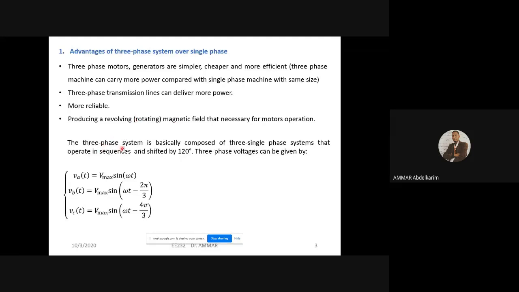So the three-phase system is basically composed of three single-phase systems that operate in sequence and shifted by 120 degrees. So those are the voltages shifted by 120 degrees, which is 2 pi over 3.